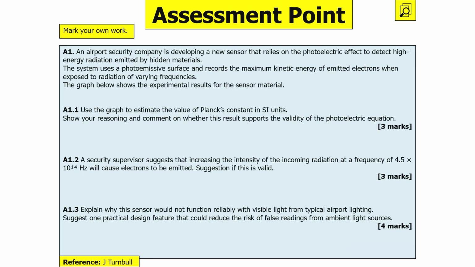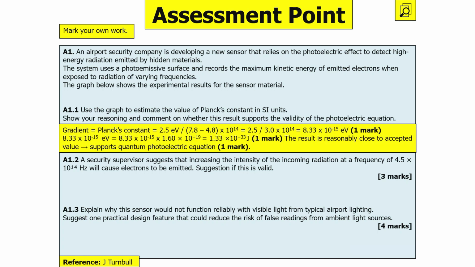So, how do you answer this question? Well, in the first one, we've got to be aware that the gradient of the line is the Planck constant. So you would do 2.5 eV over 7.8 times 10 to the 14 minus 4.8 times 10 to the 14. So our answer is 8.33 times 10 to the minus 15 eV.